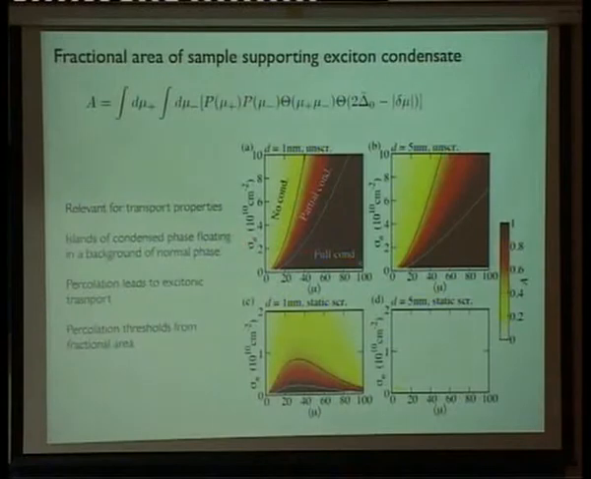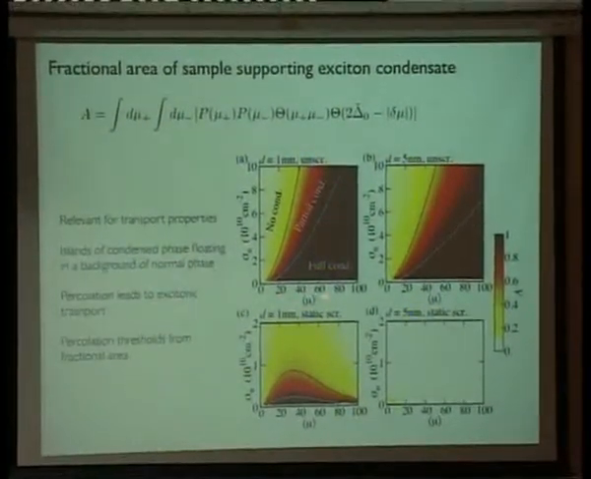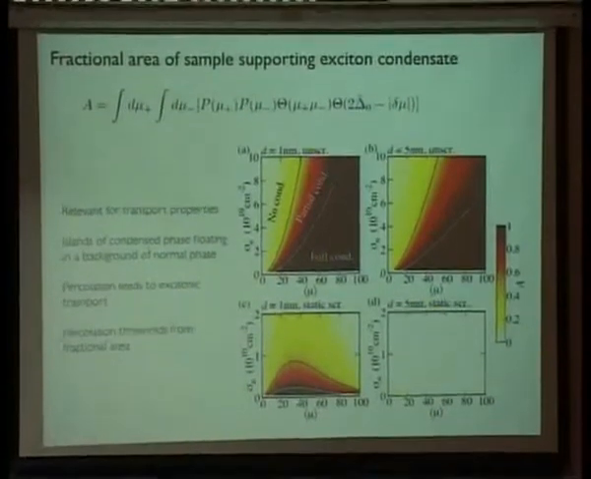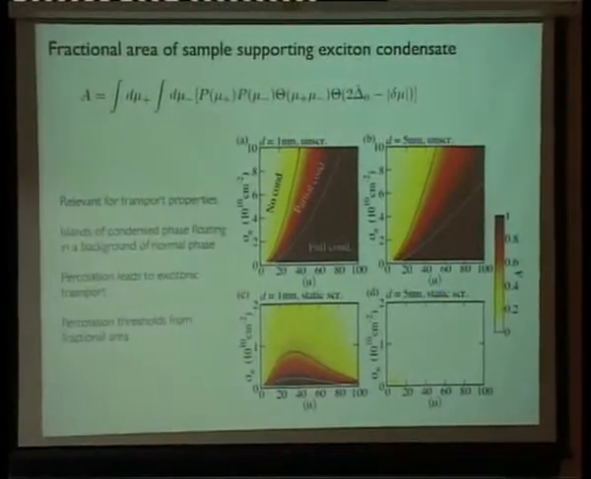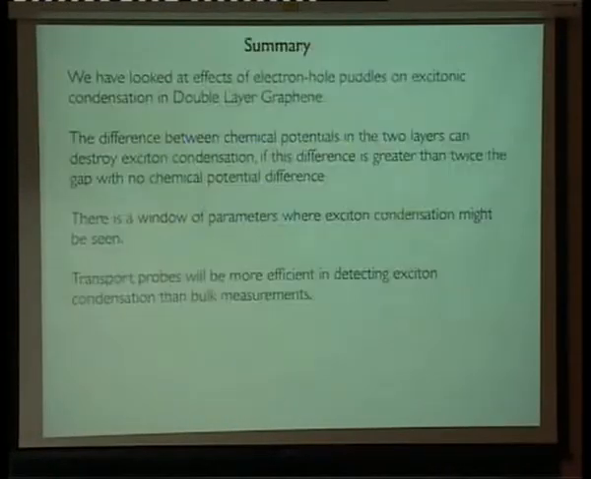Sigma n is basically the width of the density profile that I started with. That gives me a width of my chemical potential distribution. And this is just the average chemical potential, which will be set by some gate voltage, let's say. So one more thing is that it's much easier to look at transport.